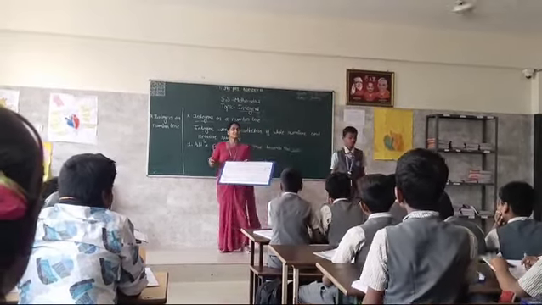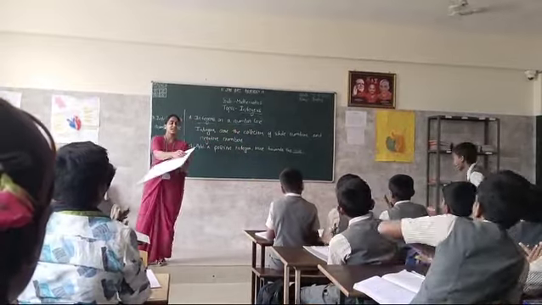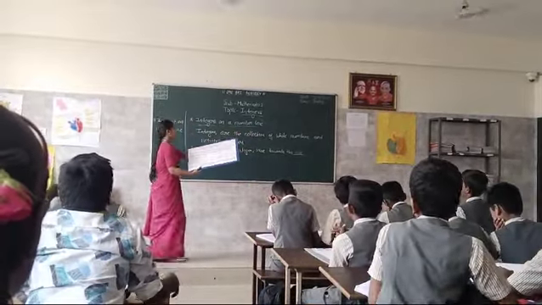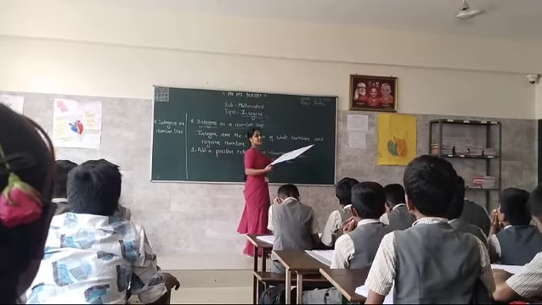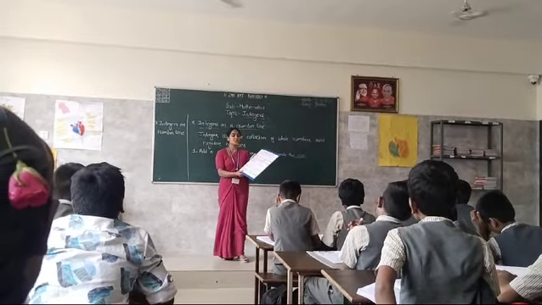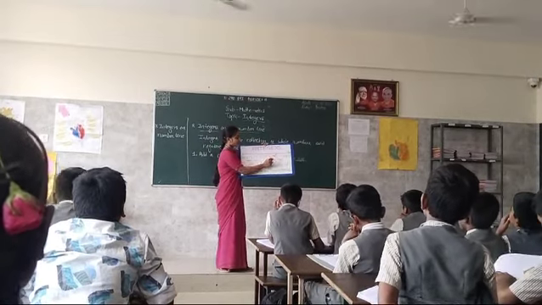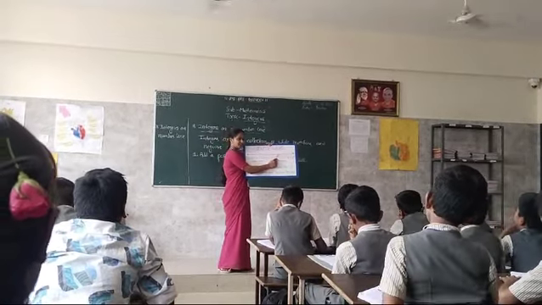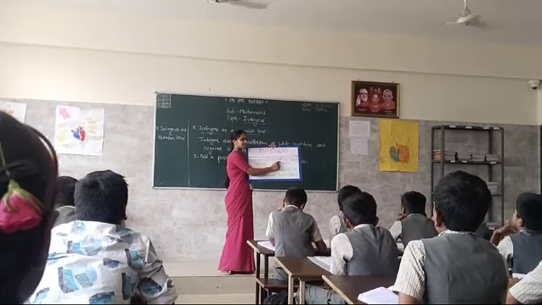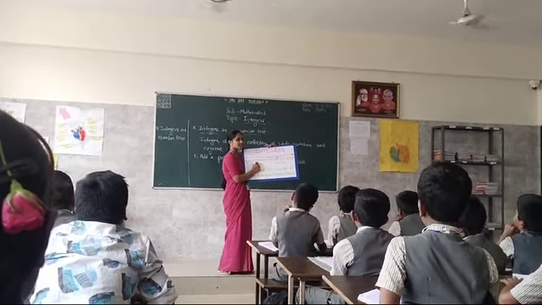Give a clap for him. When we add a positive integer, we move towards the right. Suppose we add a negative integer. Suppose initially 3, then the negative integer means minus 2.